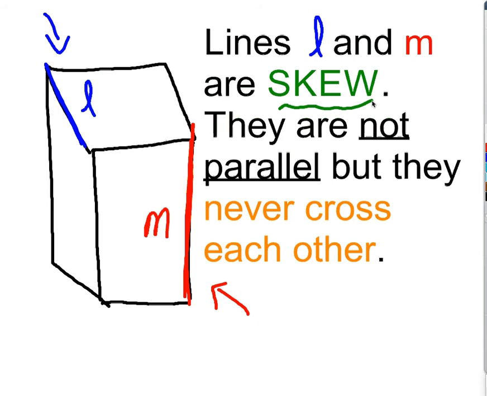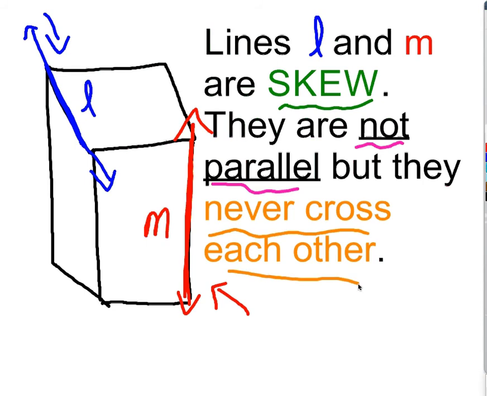If you look at those two lines and you imagine them going out, so imagine if this line keeps going this way and that keeps going that way. Imagine the same for the red one. They'll never cross each other, okay? And they are not parallel. So the definition for skew is two parts. They're not parallel, but they never cross each other. That's what the word skew means.